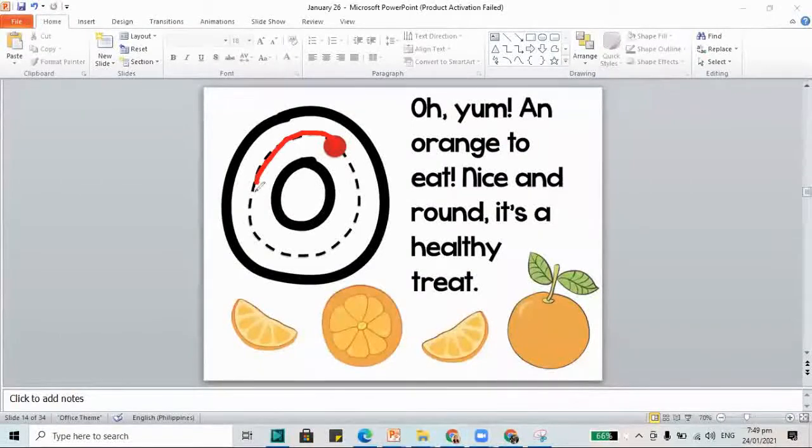Oh, yum! An orange to eat. Nice and round. It's a healthy treat. Again, oh, yum! An orange to eat. Nice and round. It's a healthy treat. So we have lowercase o and it looks like an orange.